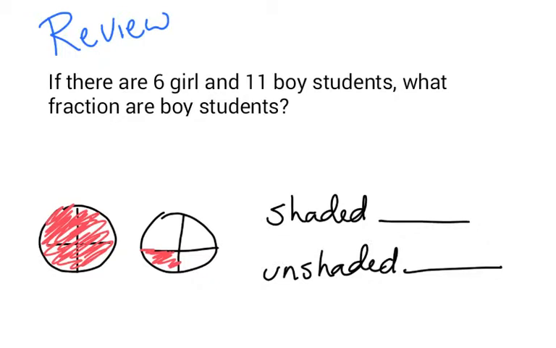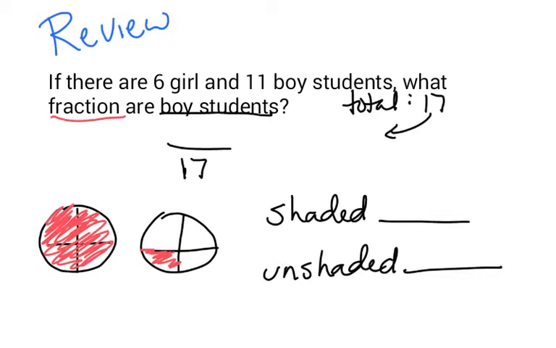Okay, and just some review to make sure that we're getting it all. If there are 6 girl and 11 boy students, what fraction are boy students? So whenever you see the word fraction, you should be thinking part over whole. So I'm going to look, okay, 6 girls and 11 boys. So how much would that be total? Well, I'd have to add those together, so I'd have 17. So that is my denominator, my whole. My numerator should be the part of boy students. So there's 11 boy students, so it will be 11 out of 17. This 6 does not appear in the fraction, and that's okay.